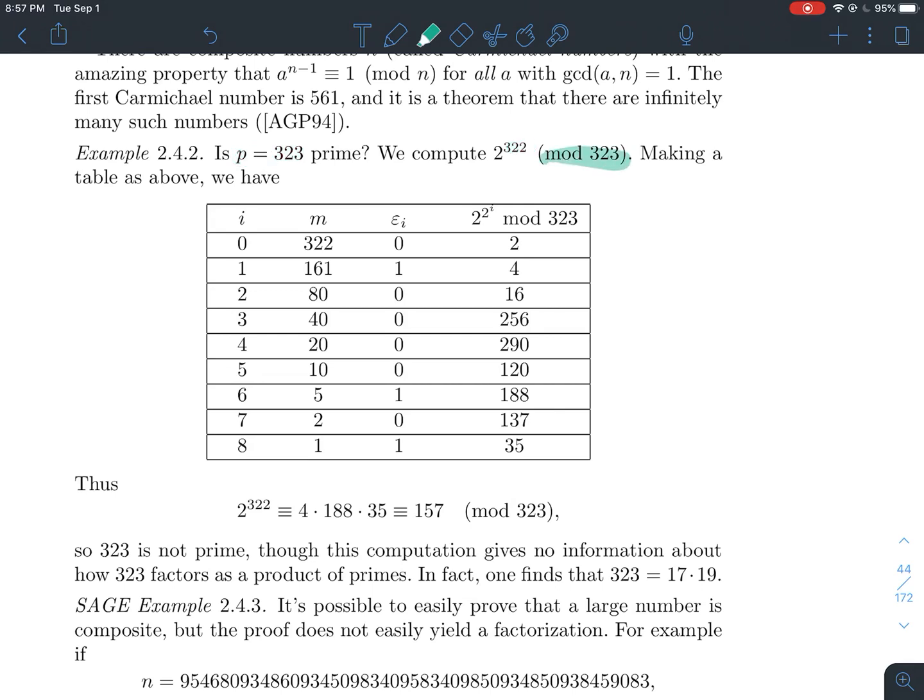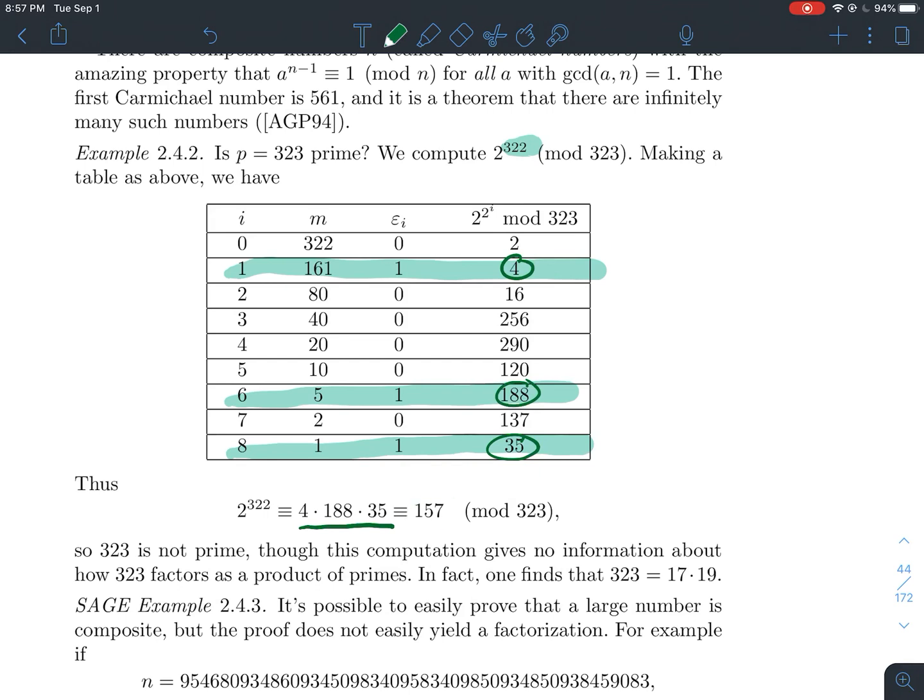What is that mod 323? And this is where the previous video about computing huge powers comes in. Remember, what we're going to try to do is find the binary representation of 322, and I'm only going to keep the powers where I had a coefficient of 1 in that binary representation. So really all I'm looking at here is where these epsilon i's are 1. So it's these factors here. In order to compute 2 to the 322 power, really what I need to do is just multiply 4 times 188 times 35. And that's what we're going to do here. And then we reduce that mod 323, and you should get 157.